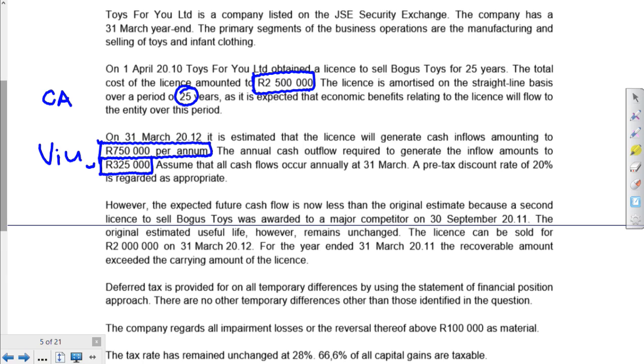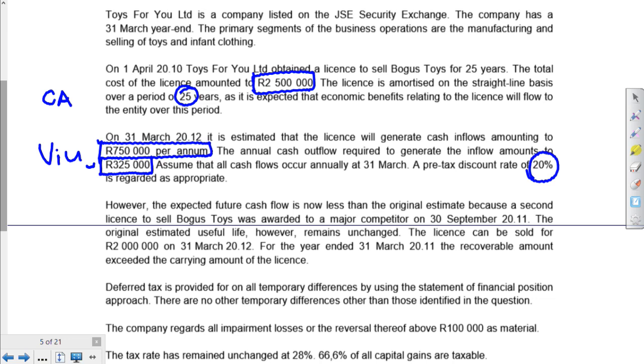Assume that all annual cash flows occur annually at 31 March and a pre-tax discount rate is 20%. So it's going to be easy to do value in use. All you have to do is work out remaining life for your N. Your payment will be 750 less 325. Your I will be 20, and you can work out your value in use, which is your present value. However, the future cash flow is now less than the original estimate. Oh, okay. That was estimated at that time.